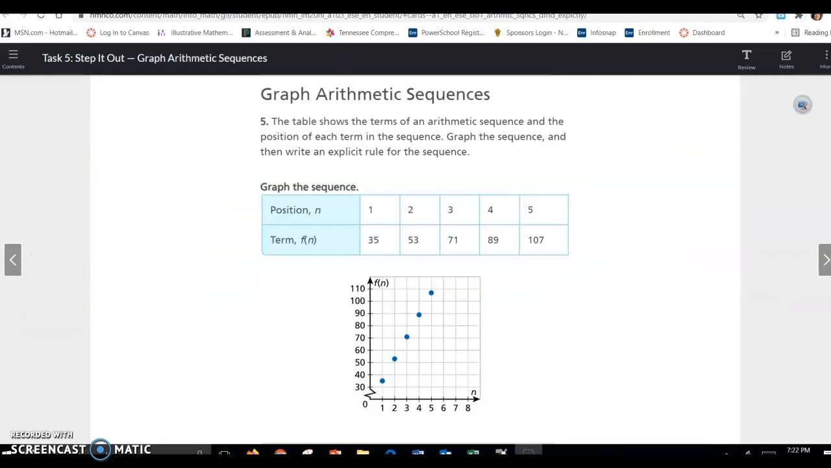All right, lesson 7.2, task 5. Graph arithmetic sequences. The table shows the term of an arithmetic sequence and the position of each term in the sequence. Graph the sequence and then write an explicit rule for the sequence. All right, so the graph has n is 1, 2, 3, 4, and 5, and then f of n is 35, 53, 71, 89, and 107. So to get from 35 to 53, we add 18.